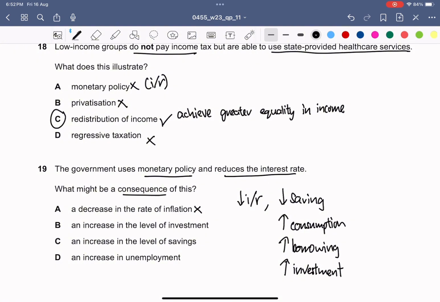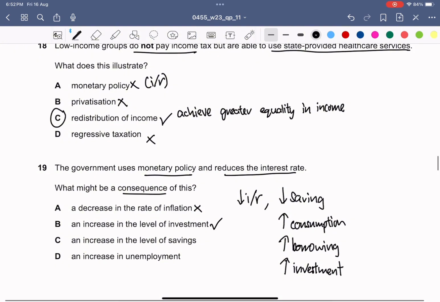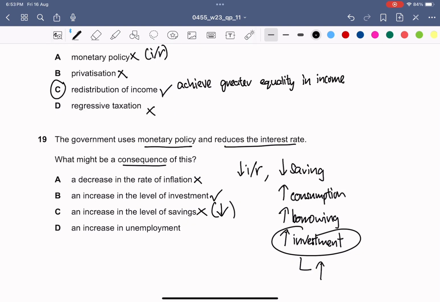So A, a decrease in rate of inflation, wrong, because we are not sure about that. B is correct. C, an increase in level of saving, wrong. It should be a reduced saving rate. And D, an increase in unemployment, no. When the investment increases, this will increase the economic growth, so it will increase employment, not increase unemployment.